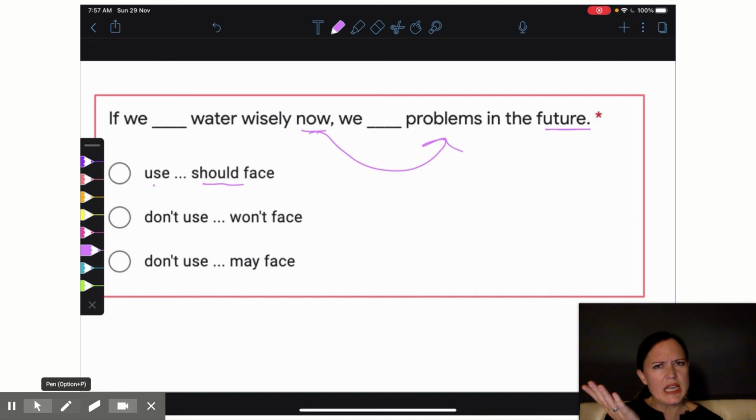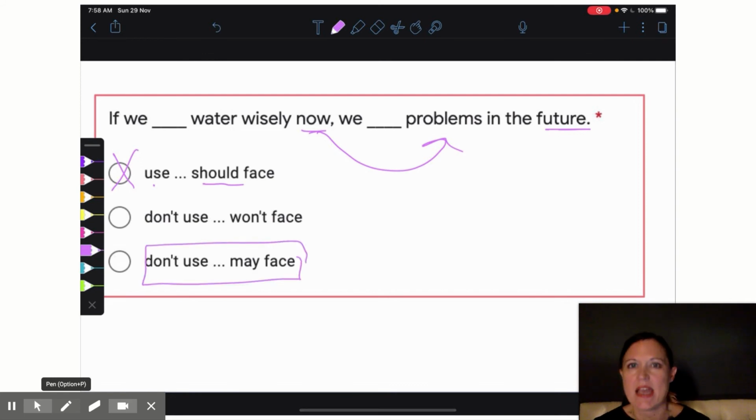If I use it now, the meaning is not correct there. The form is correct, but not the meaning, right? So that tells me I need to say we don't use water wisely now. So I'm giving some advice to you. If we don't use water wisely now, we may face problems in the future, right? So I'm giving you advice. We need to use water wisely now because if we don't, we may face problems in the future.